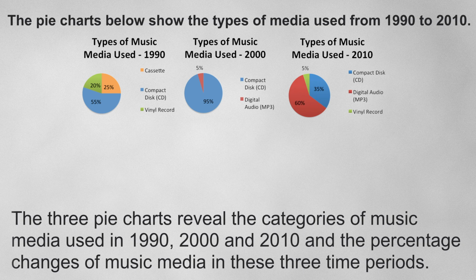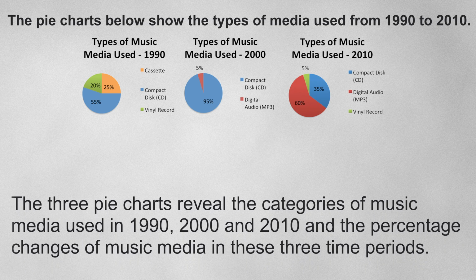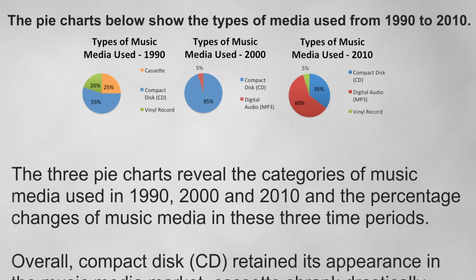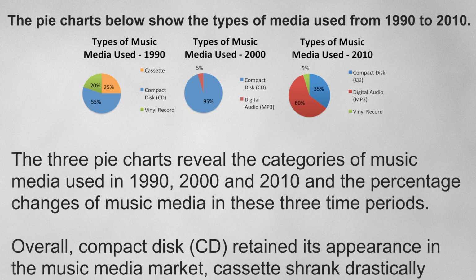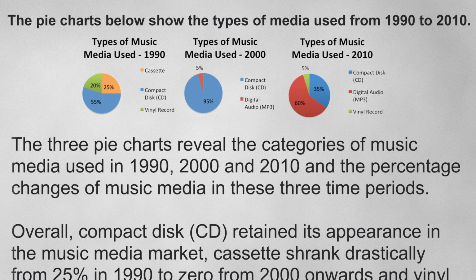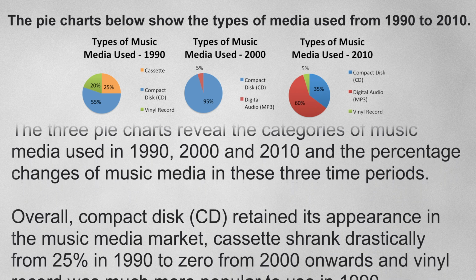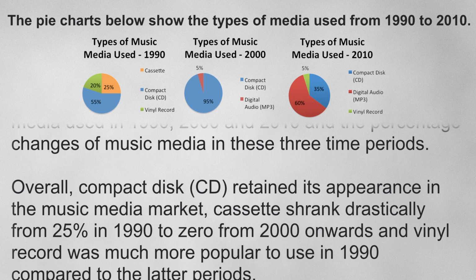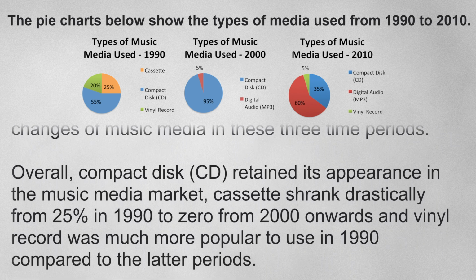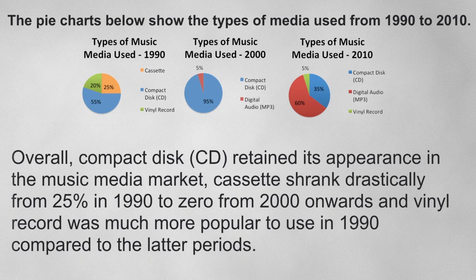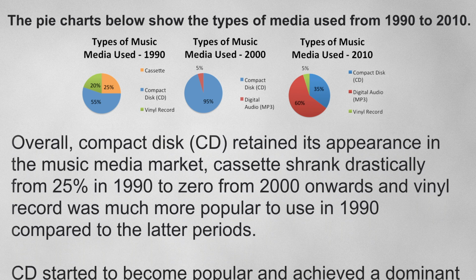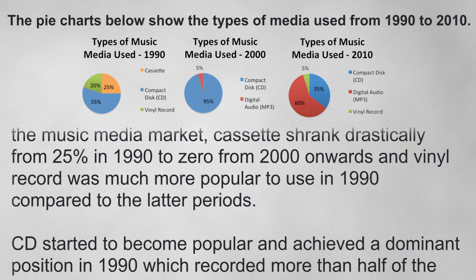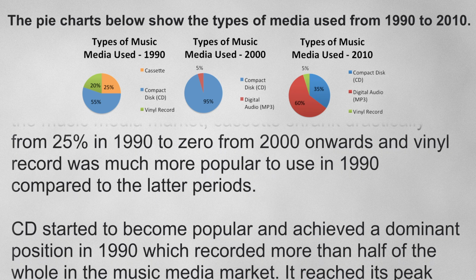The three pie charts reveal the categories of music media used in 1990, 2000, and 2010, and the percentage changes of music media in these three time periods. Overall, compact disc, CD, retained its appearance in the music media market. Cassette shrank drastically from 25% in 1990 to 0 from 2000 onwards. And vinyl record was much more popular to use in 1990 compared to the latter periods.